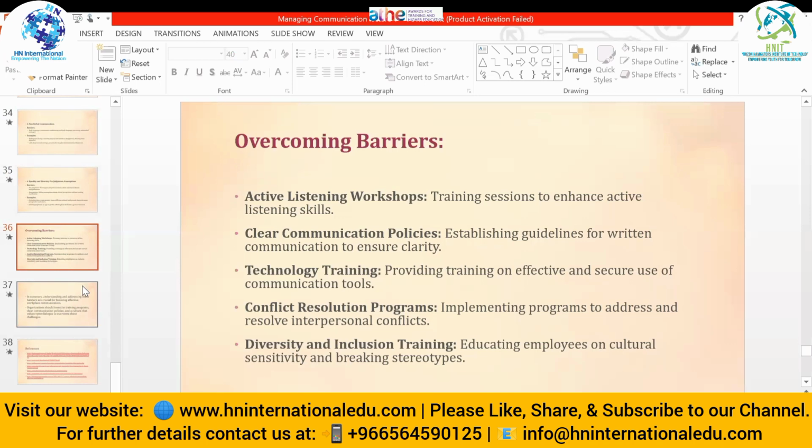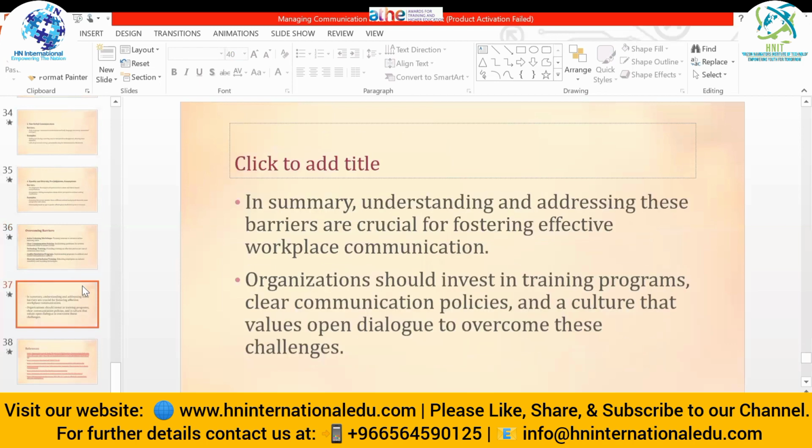It includes educating employees in cultural sensitivity and breaking stereotypes. Anybody can work in the organization, disregarding what your physical health is, how you look, what your appearance is, which background you are from, whether you're a Christian, atheist, Muslim, Indian, whoever you are. But you have to respect people as a person, that he's a human. And in the end, understanding and addressing these barriers are crucial for fostering effective workplace communication. Organizations should invest in training programs, clear communication policies, and a culture that values open dialogue to overcome these challenges.